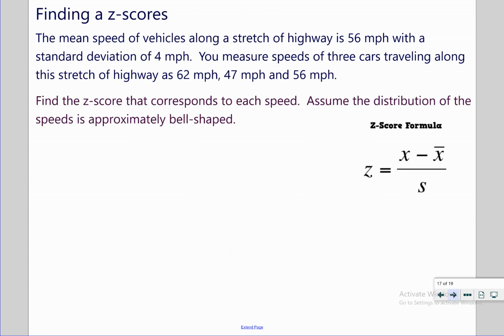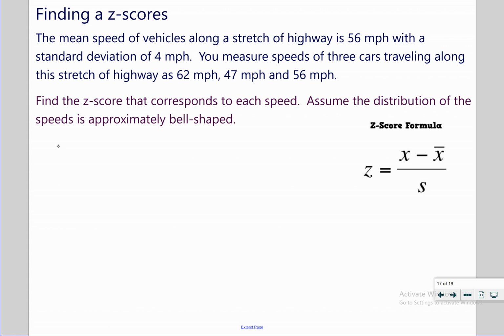Okay, so finding a z-score. The mean speed of vehicles along a stretch of highway is 56 miles per hour with a standard deviation of 4 miles per hour. You measure speeds of 3 cars traveling along this stretch of highway as 62, 47, and 56 miles per hour. Find the z-score that corresponds to each speed. Assume the distribution of the speeds is approximately bell-shaped, and you guys have the sample formula there.